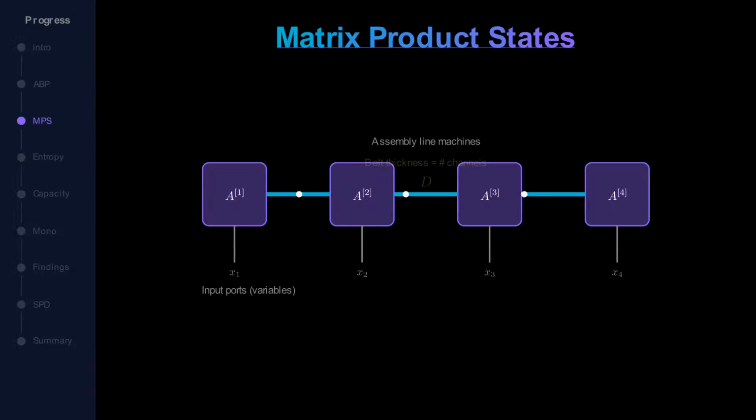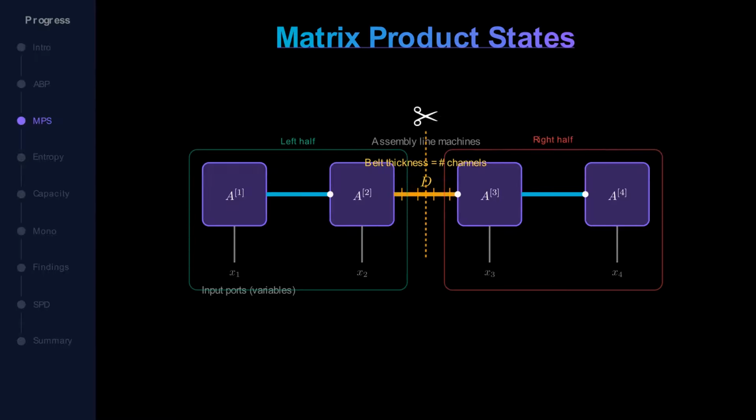Watch the information flow through the channels. The belt thickness is the bond dimension d. A thicker belt can carry more information, more quantum channels. Here's the key question. If we cut the conveyor belt at any point, how entangled are the two halves of the factory? How many quantum threads are severed?